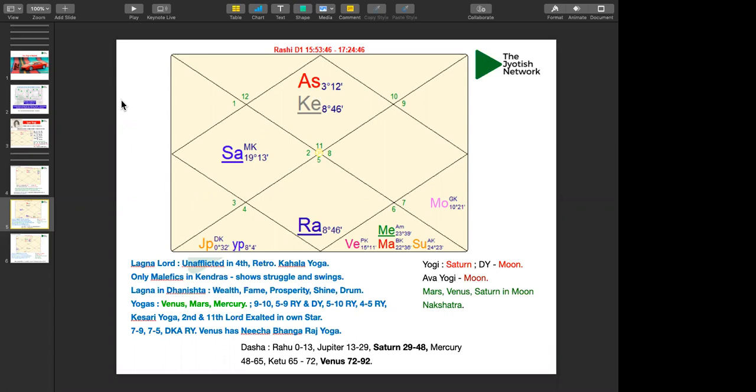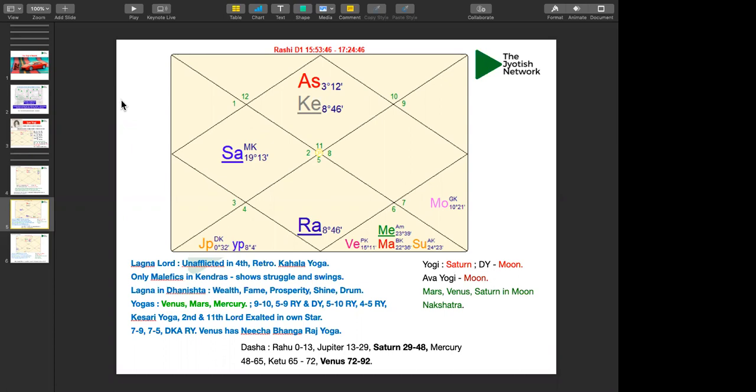There are only malefics in the Kendras, so it does show some struggle, some ups and downs, some amount of misfortune, a first level indicator. The Lagna is in Dhanishta, the nakshatra of wealth, fame, prosperity, shine. Its symbol is the drum. A drum is like sound, your name and fame spreads across. So Dhanishta is a great nakshatra for the ascendant to be.